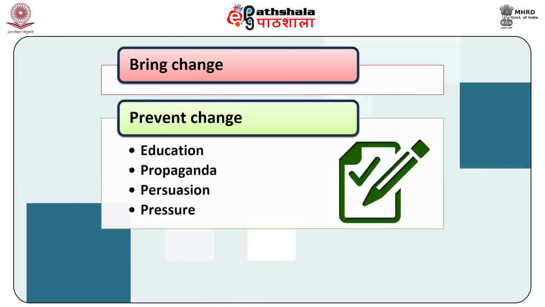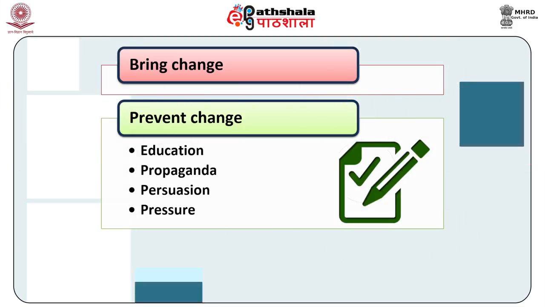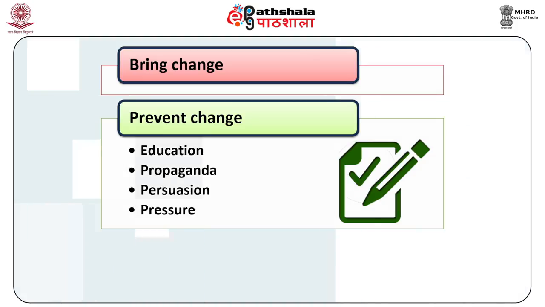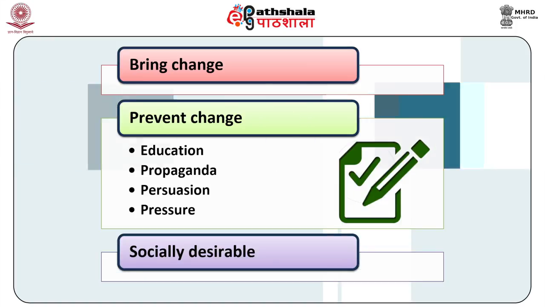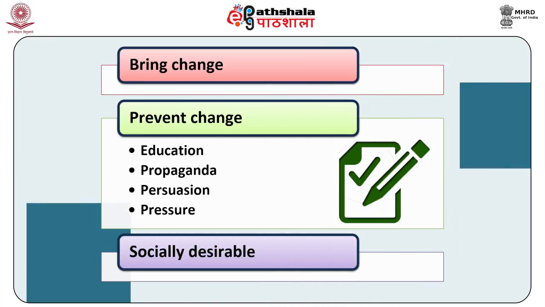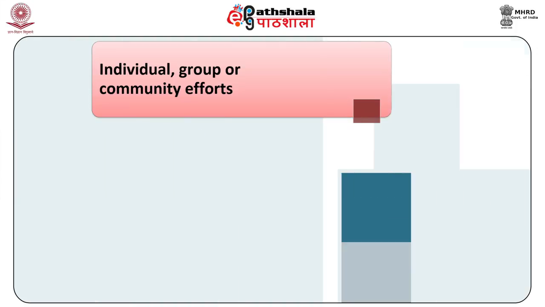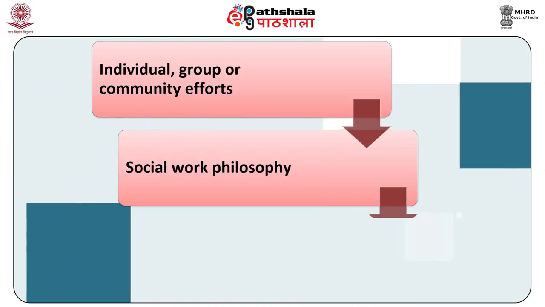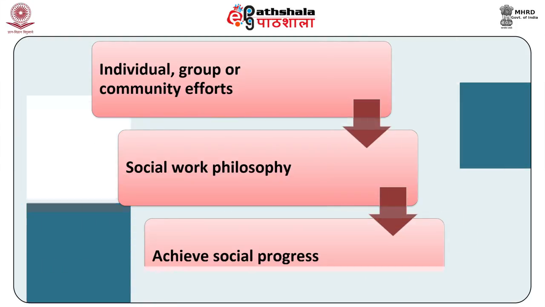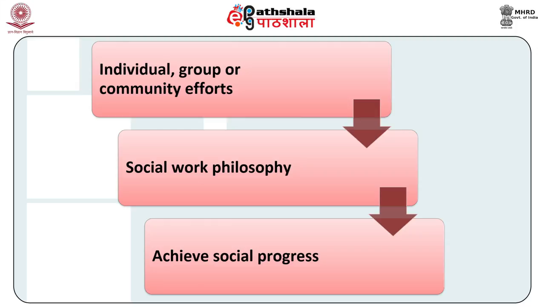social practices or situations through education, propaganda, persuasion, or pressure on behalf of objectives believed by the social actionist to be socially desirable. Friedlander, in 1977, defined social action as an individual, group, or community effort within the framework of social work philosophy and practice that aims to achieve social progress, to modify social policies, and to improve social legislation and health and welfare services.